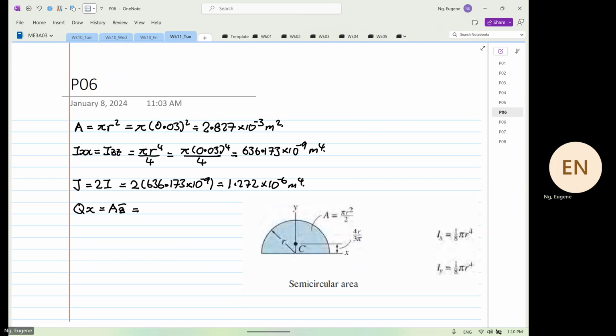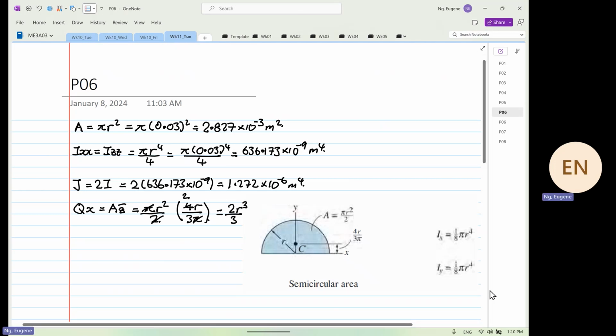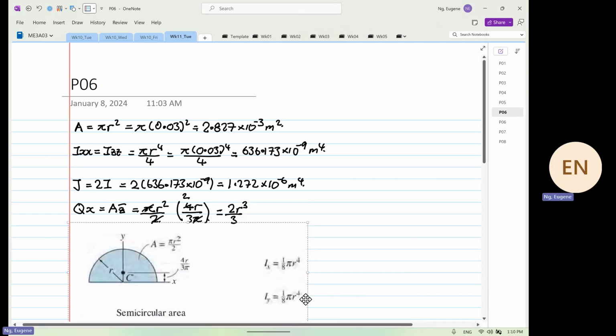Okay. So the area of the semicircle is pi r squared divided by 2. The Z bar is equal to 4R over 3 pi. And you guys have seen this before, yes or no? One of the homework questions was about this. Remember, deliberately, okay? Remember, all your homework are all well planned. So this is equal to 2R cubed over 3.